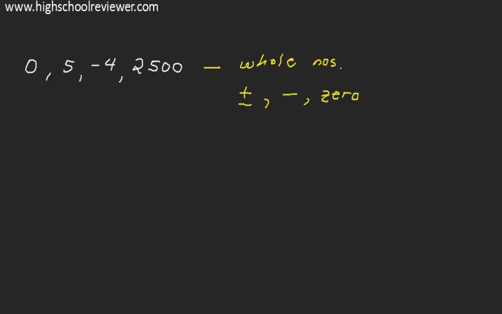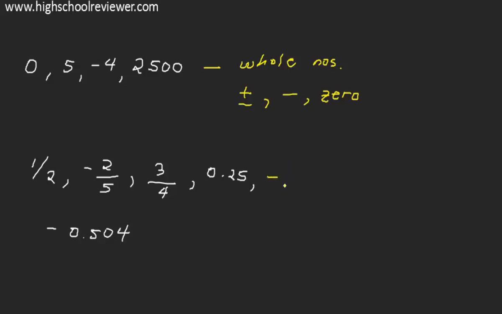Okay, so what are the non-integers? The non-integers, we have some examples. We have 1/2, negative 2/5, positive 3/4, 0.25, negative 0.504. So these are all non-integers.